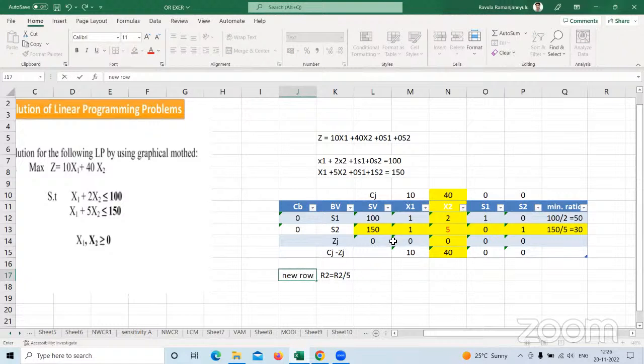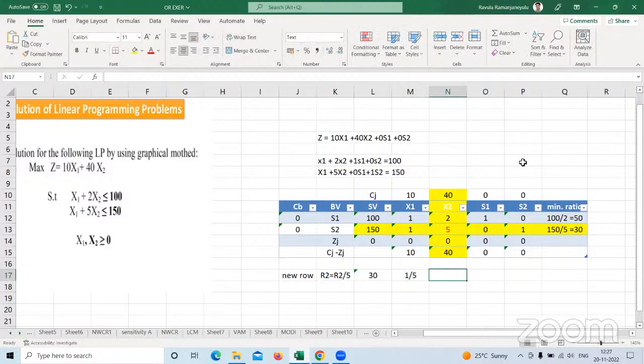So row 2 is the new row, because we got the key element in the second row, right? To find the new values, divide every element by 5. So 150 divided by 5, you're getting 30. 5 divided by 5 is 1. 0 divided by 5 is nothing but 0 only. 1 divided by 5. Is this clear?